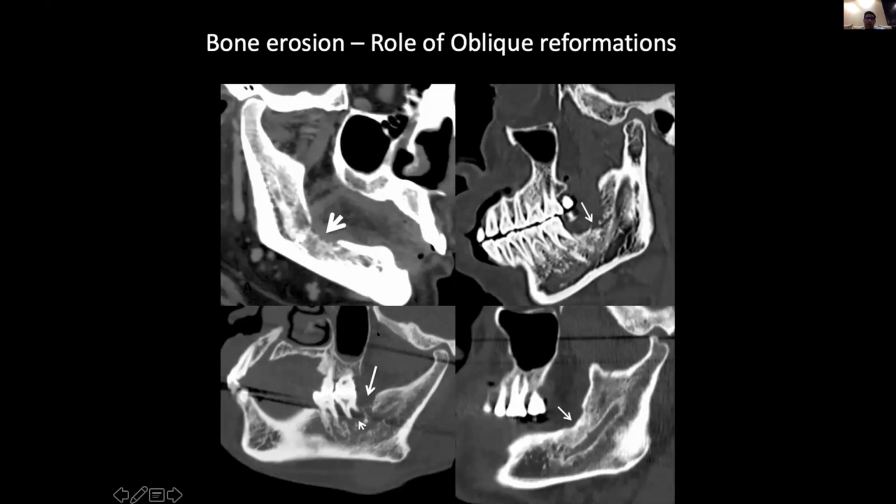The oblique reformats will help you assess the inferior alveolar canal, disease extending from the mandible into the inferior alveolar canal, or erosion which is benign versus a malignant erosion. So this is an erosion which is focal and corticated. There is focal thinning of the cortex over here. Some sclerosis is also seen and it appears to be a benign erosion.